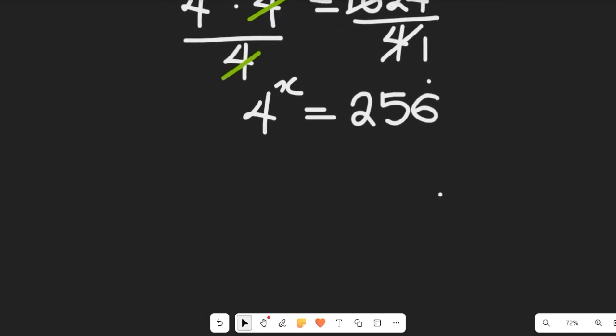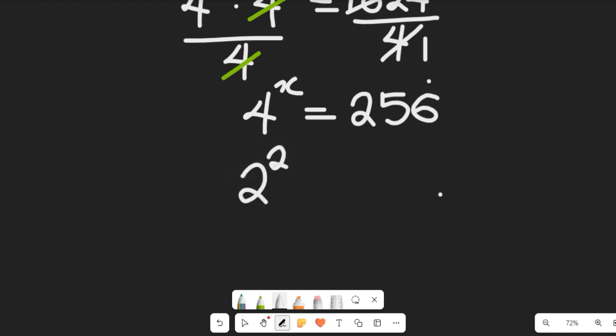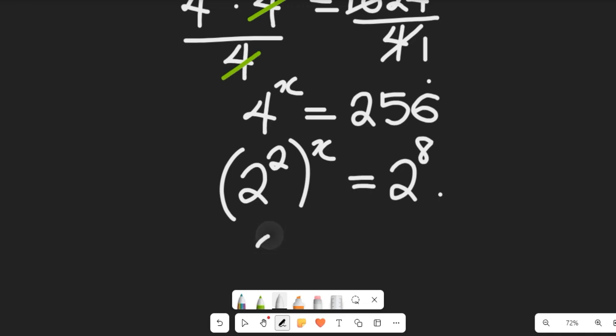Now to this point, what do you think we can do to simplify? I can simply send everything to a common base, base 2, and that will give me 2 to the power of 2 all to the power of x, right? And this will be equal to, if I want to send this to base 2, I'm going to have the value of 2 to the power of 8, right? So this is going to give me 2 to the power of 2x equal to 2 to the power of 8.